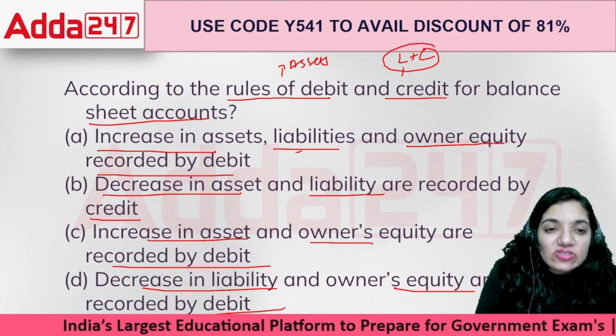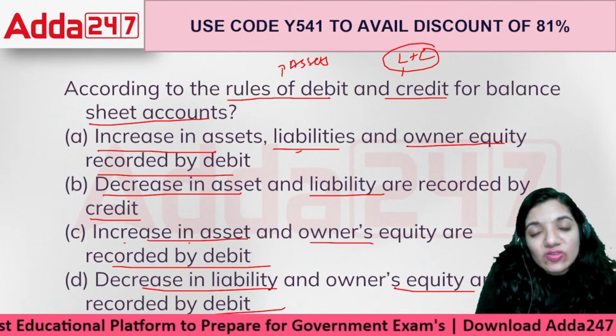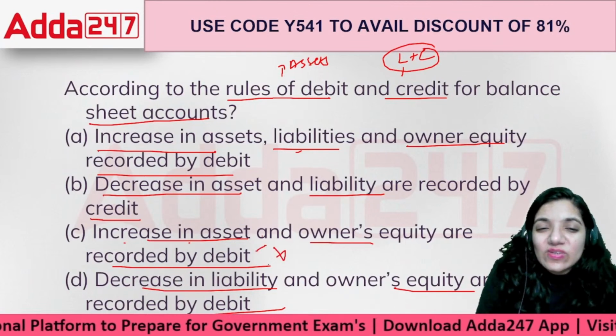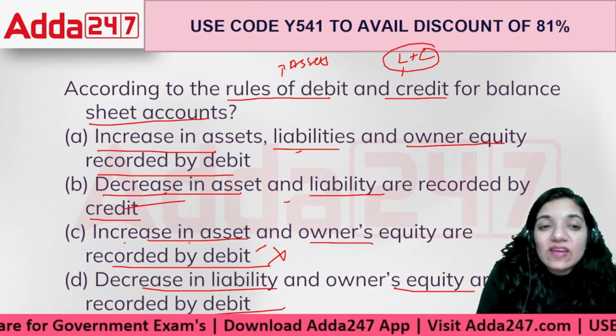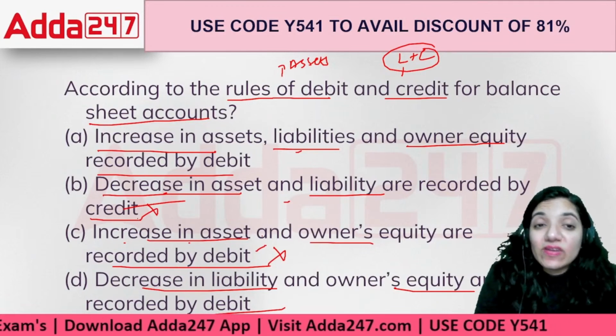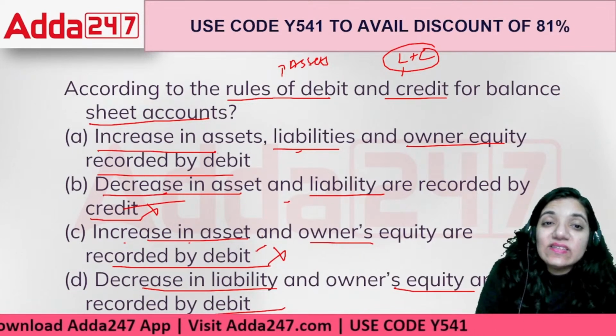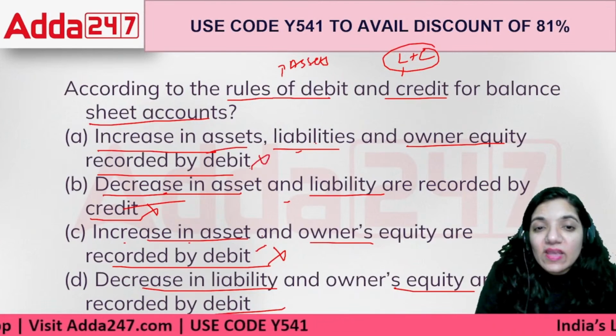Let's look at this. Increase in assets: if the asset increases, it's on the debit side, but owner's equity, no. Decrease in asset and liability are recorded in the credit. Again, this is also no, because liabilities and assets are never on the same side. Increase in assets, liabilities, and owner's equity recorded by the debit. Again, this is also wrong.